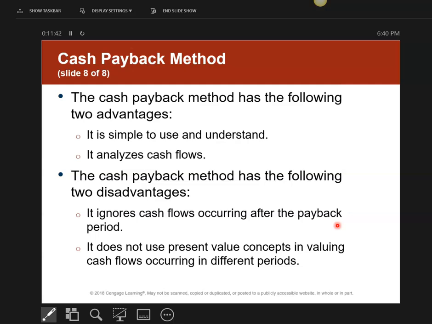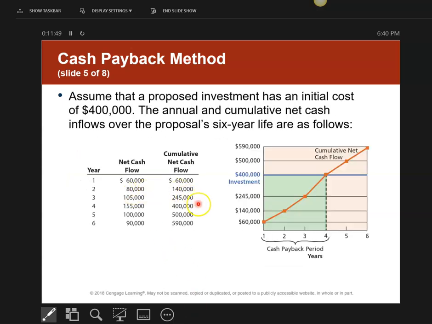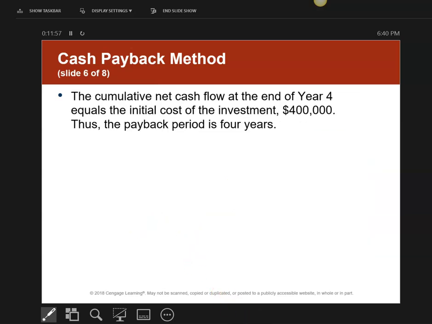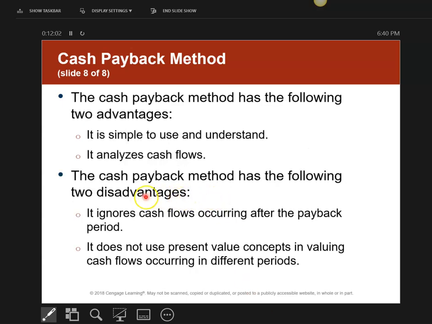If you go back to that slide, let's go back to that slide actually. It's this one right here. So 4 years is my payback, but look, in years 5 and 6, I still have money coming in. So it doesn't look at this money here, which to me isn't good business sense. Okay, so here we are. The biggest disadvantages to this are that it doesn't look at the cash after the payback period, and it doesn't use the present value concept in figuring out the cash flows.